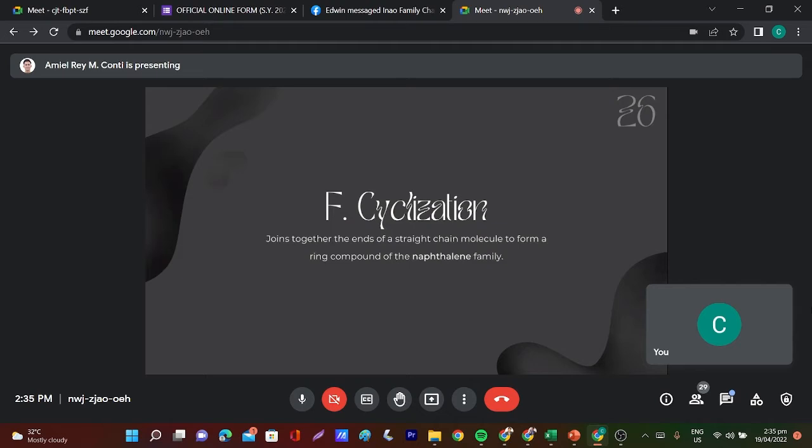Cyclization brings together the ends of a chain molecule to form a ring compound of the naphthalene family. As it says in the name, cyclization, nagsicycle yun, kaya nagpo-form siya ng ring. Next. Aromatization. Join together the ends of a straight chain molecule to form a ring compound of the aromatic family. It's very, very simple lang din siya. Nag-join together lang yung ends of straight chain molecules para makagawa ng ring compound.